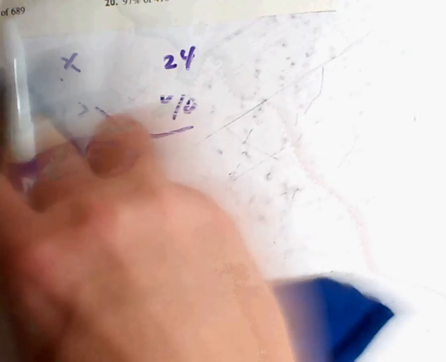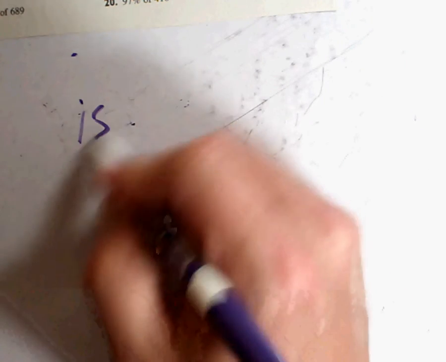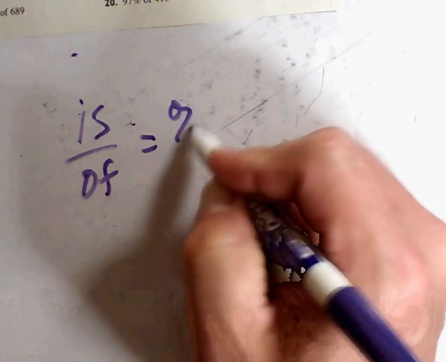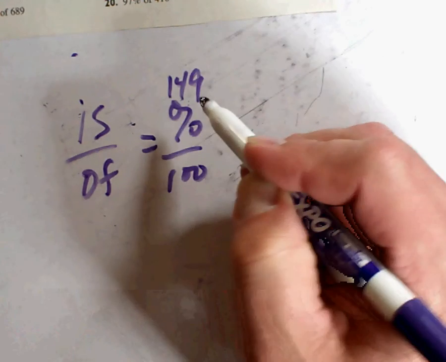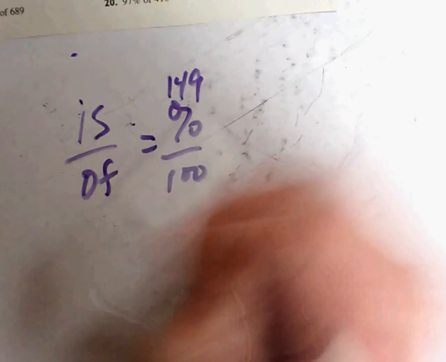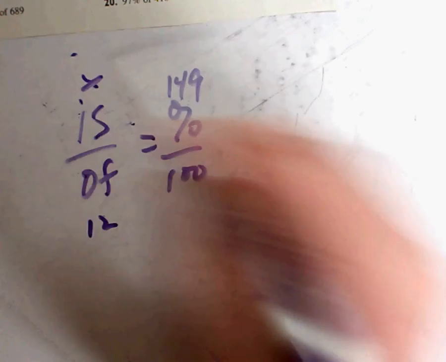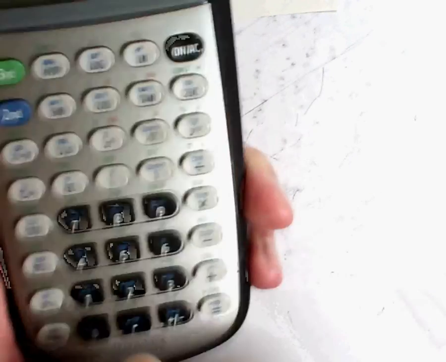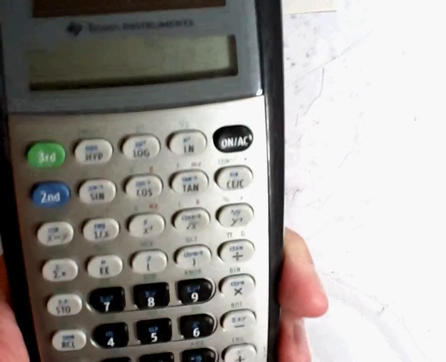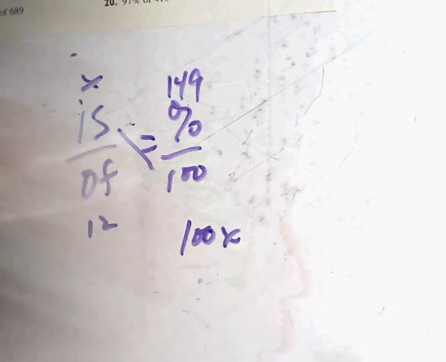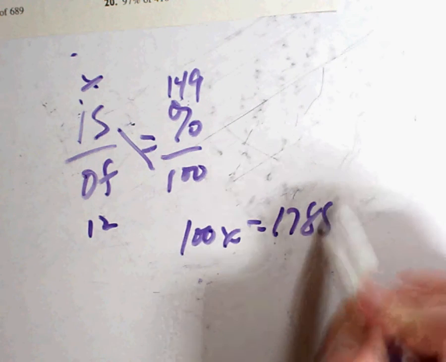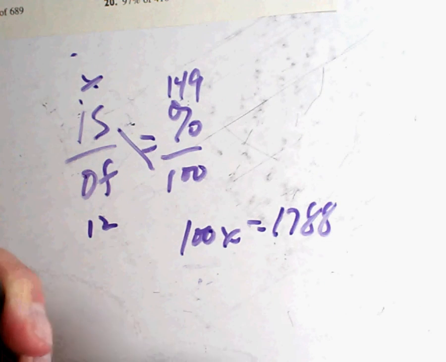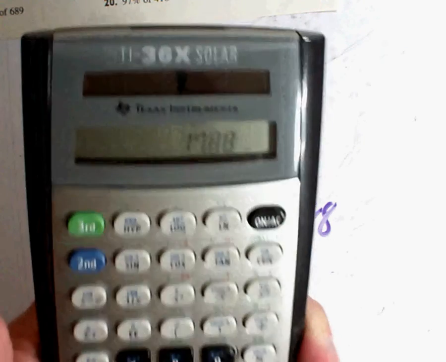I know you already have the question, so I'm just going to zoom in on what we can see. So is over of equals percent over 100. In the second question, it was 149% of 12. So my x is there. Same math. 100x equals 149 times 12 is 1788 divided by 100, 17.88.